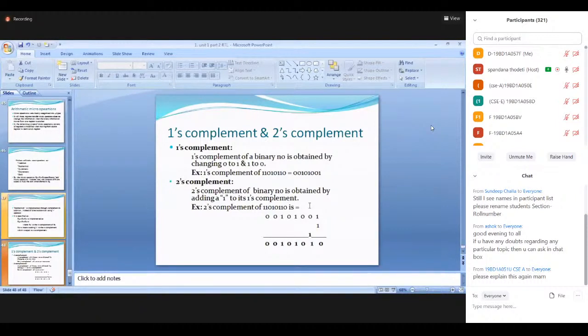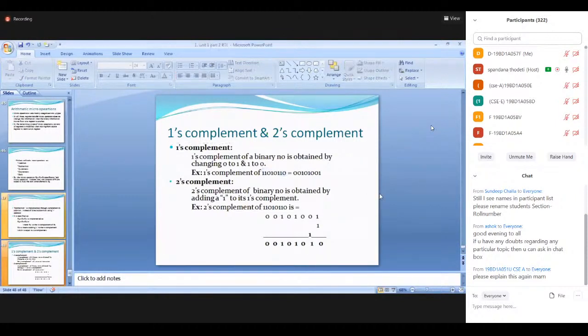What do you mean by one's complement of a number? One's complement is simple, ma'am. It means complementing the values. Suppose this is your data; to find the one's complement for this, you just change the bit values. 1 is changed to 0, 0 is changed to 1. So the one's complement will be 0, 0, 1, 0, 1, 0, 0, 1.